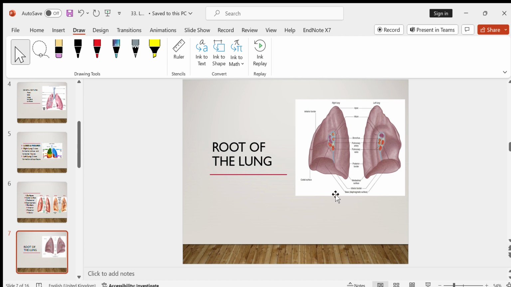Now, what is root of the lung? Root of the lung is on the mediastinal or medial surface of the two lungs. It is the area at which various structures are going in or coming out of the lungs. These are the pulmonary arteries, pulmonary veins, the principal bronchus, various bronchial arteries, veins, and the lymphatics.